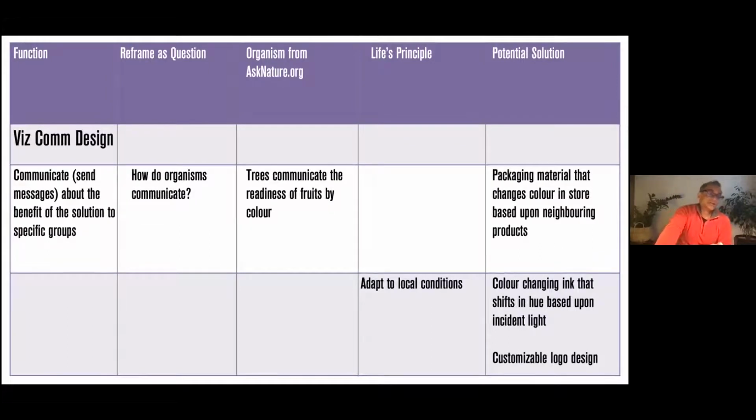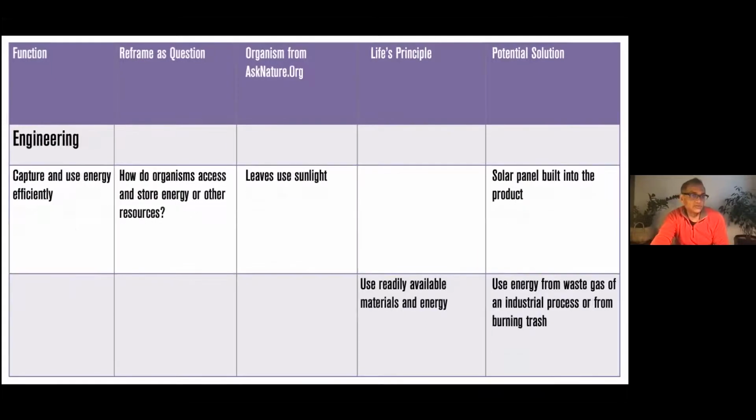If you're a visual communication designer, you want to create communication messages that communicate the benefits of a solution to specific groups of people. Then how do organisms communicate? There's chemical communication, there's all forms of pheromone communication, there's audio communications. If you look at how trees communicate, well, when a fruit is ready to be eaten by an animal, us or any other animal, so that it may disperse its seeds, it changes color, right? A ripe fruit has a different color. So perhaps you can think of color changing materials, maybe the packaging color changes. So there's ways of thinking about sort of innovative solutions.